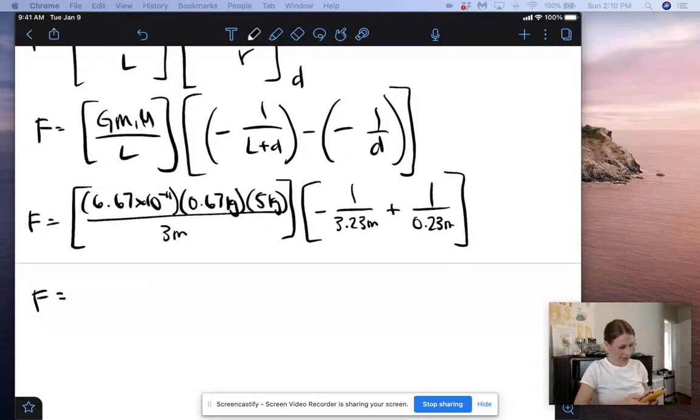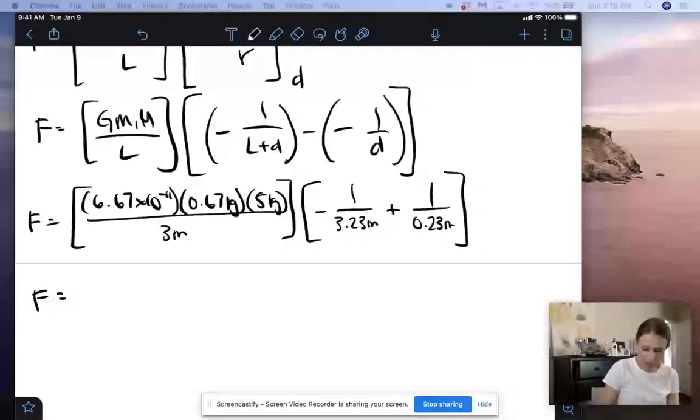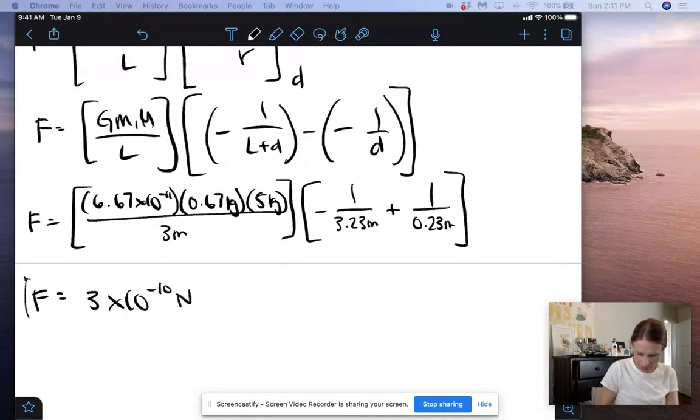For our force, I'm going to do the second part first. I have negative 1 divided by 3.23, and then I'm adding 1 divided by 0.23. So I get 4.04 for the second part, and then I multiply that by 6.67 times 10 to the negative 11th times 0.67 times 5, divided by 3, and I end up getting that the force on that point mass from the rod is equal to 3 times 10 to the negative 10th newtons. And there is our answer.